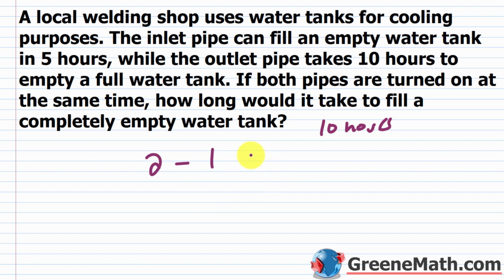So if you look at what you get here, you get 1 full water tank, right? This is what it filled over the 10 hours. It gave you 2 of them. And this is what was emptied over the 10 hours. It was 1 of them. So 2 minus 1 gives you 1. So that's going to be 1 full water tank.